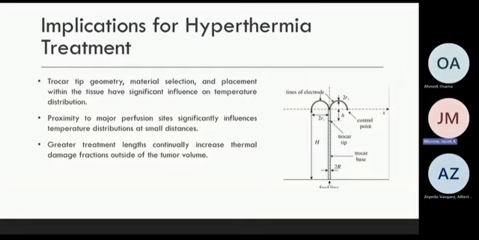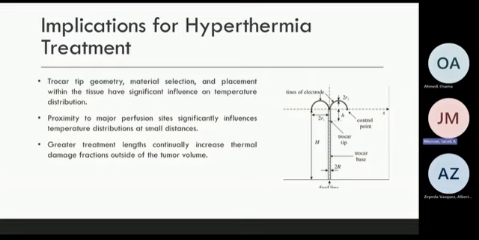In the simulation, the trocar tips were distributed symmetrically about the X and Y planes of the trocar. However, the geometry may be altered to focus heat in a specific area or direction if desired. Another major implication for therapy is that the proximity to major perfusion sites has a significant impact on the temperature distribution, as Alberto shared. In the simulation, the artery was far away from the trocar and therefore had negligible impact on the distribution of thermal damage.